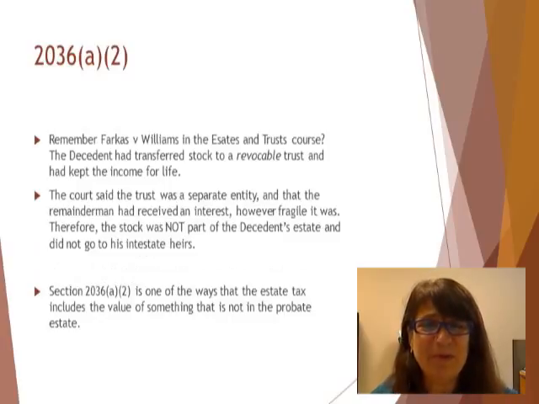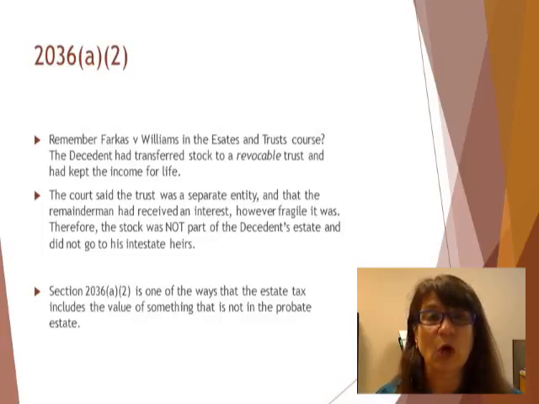Okay, now, remember Farkas versus Williams in the Estates and Trusts course? That was where the decedent had transferred stock to a revocable trust and had kept the income for life, had also been the trustee, and the court said, well, the trust is a separate entity, and therefore Williams, who got the remainder, received something right away during the decedent's life, even though it was very fragile, could be revoked at any time, but therefore the stock is not part of decedent's estate, won't go to the intestate heirs.